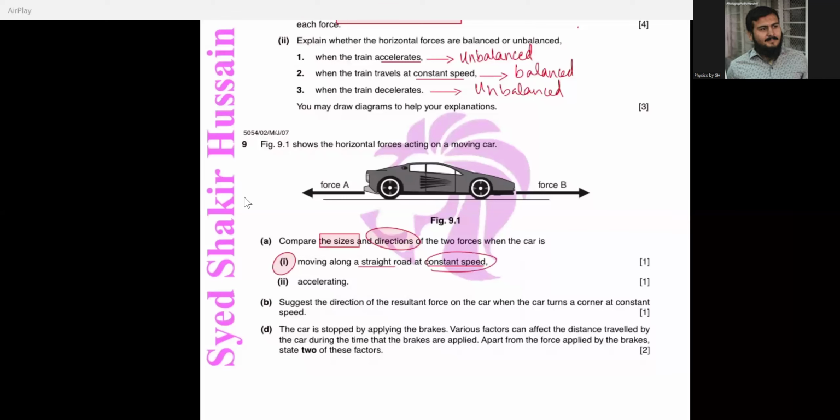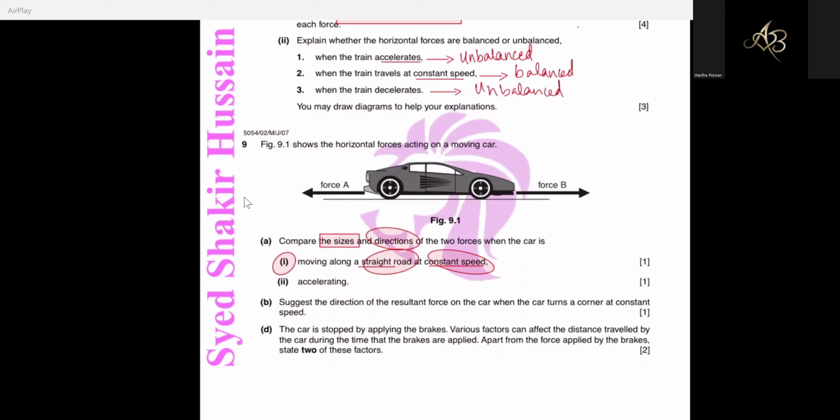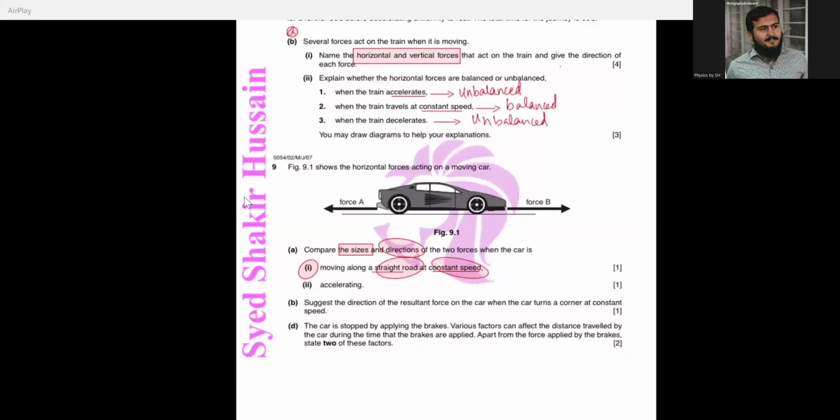The car is moving along a straight road at a constant speed. What would be the size of the forces A and B? Are we doing part 1 of A? A1, yeah. Moving along a straight road at a constant speed. Just tell us what would be the size of force A and B and their direction.